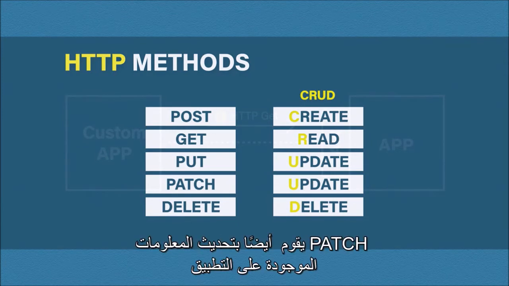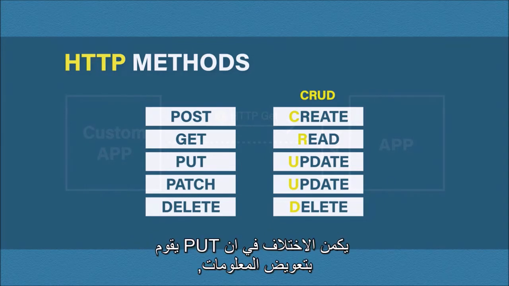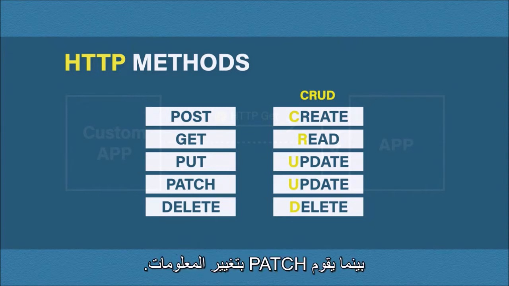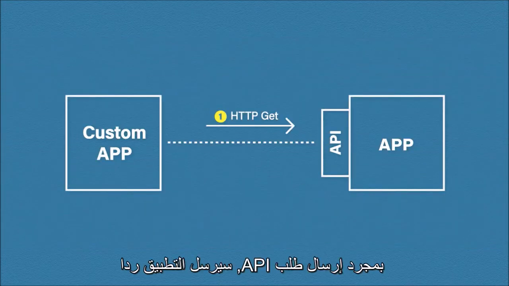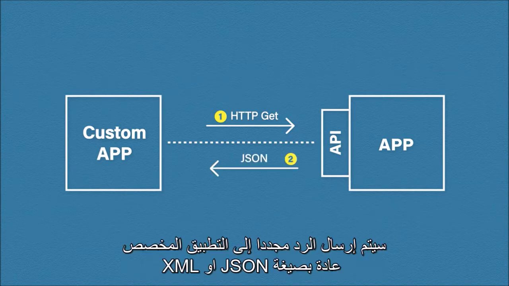PATCH also updates information on the application. The difference is PUT will replace the information and PATCH will modify the information. And of course, DELETE will delete the information. Once the API request has been sent, the application will send back a response. The response will be sent back to the custom app, usually in a JSON or XML format.